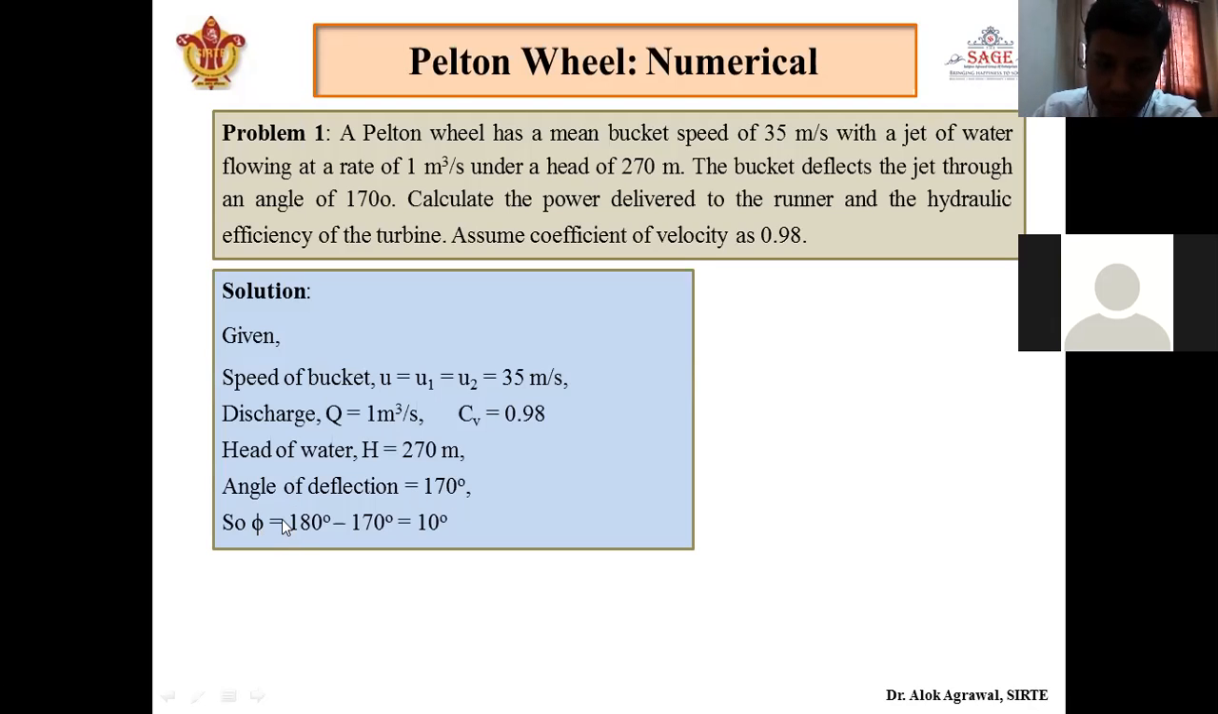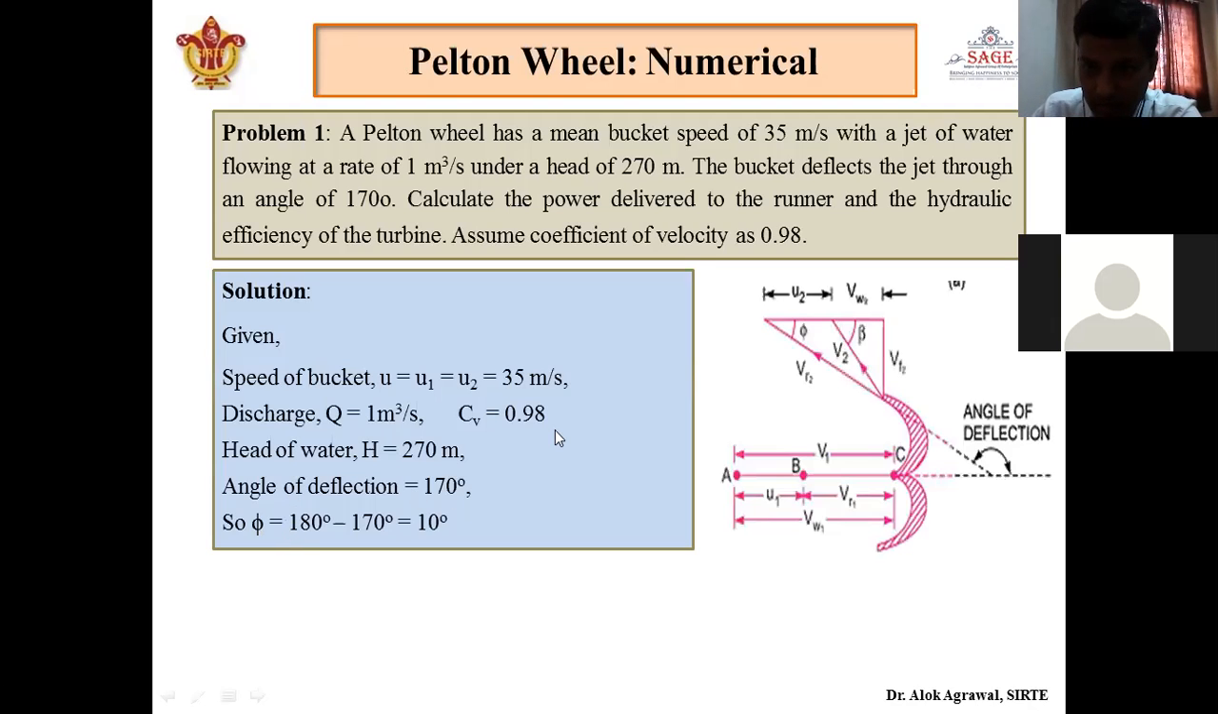So again, by simple geometry, what we will see, we will see that if this is angle of deflection 170 degrees, so from geometry this phi will be 180 minus 170 degree, because this angle is 10 degree. So this is alternate opposite angle. So phi, from here we get 10 degree. So if in any numerical angle of deflection is given, actually it is given the outlet blade angle, means phi it is given. So from here we can take phi as 10 degree.